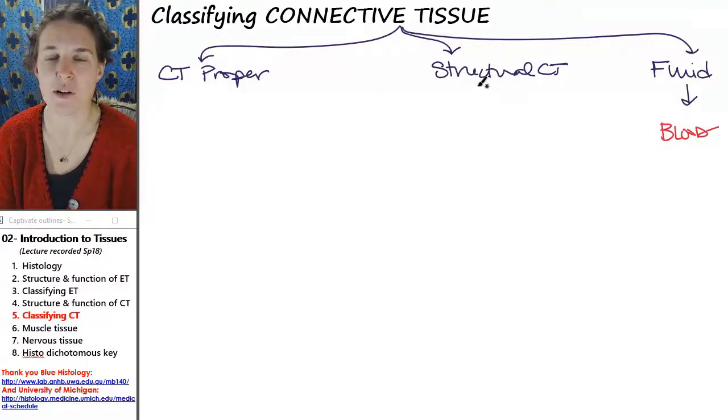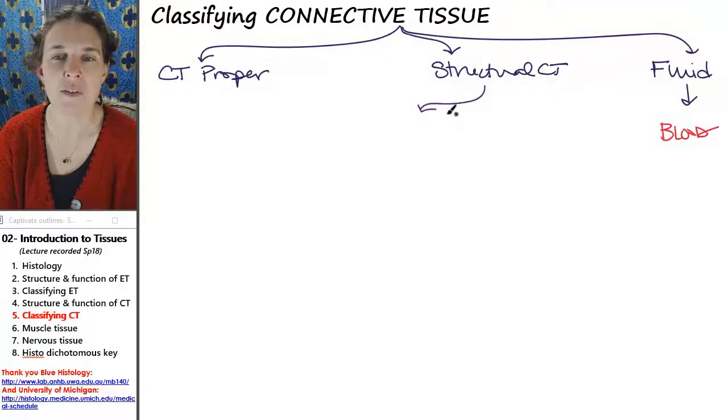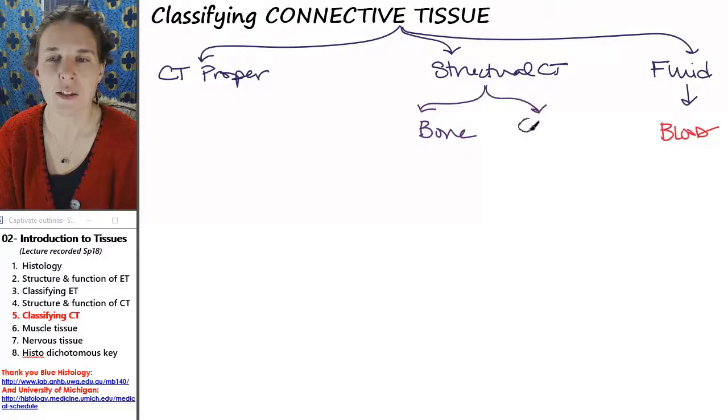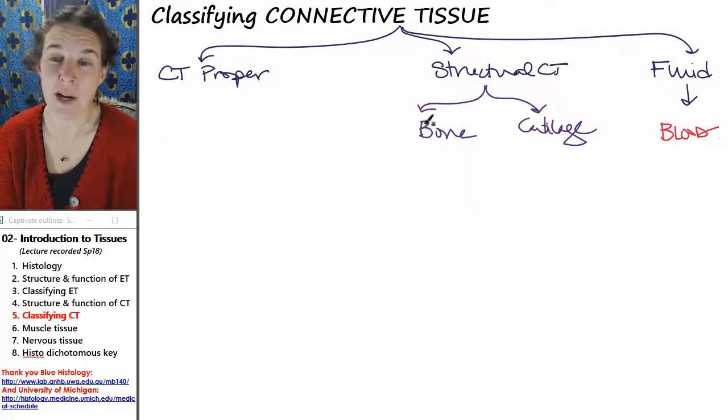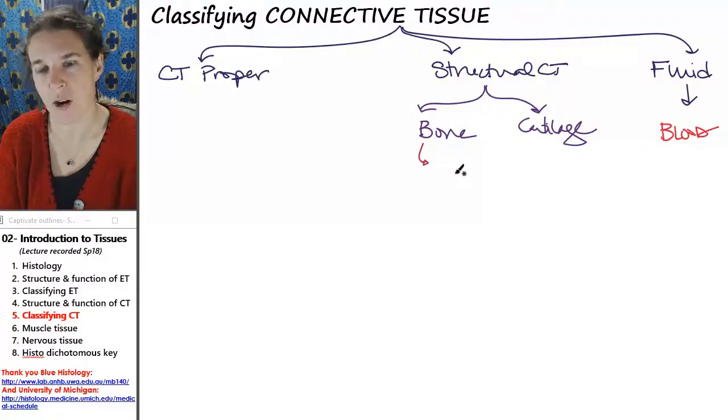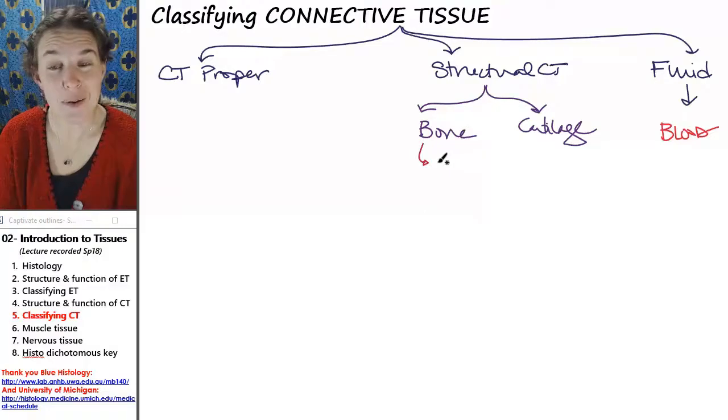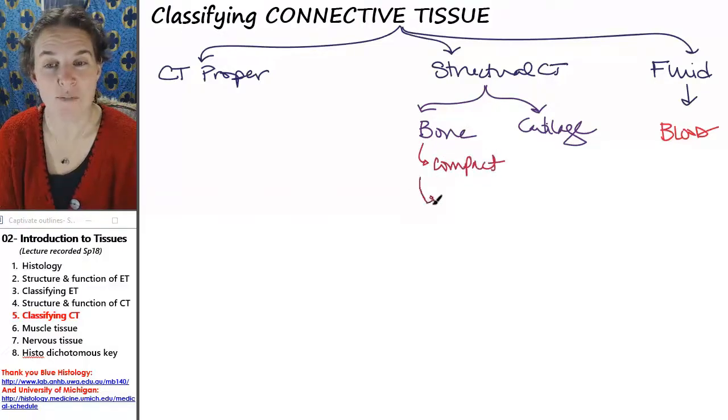Let's do structural connective tissue next because bone and cartilage are logically really similar to each other. So our two kinds of structural connective tissue are bone and cartilage. And bone and cartilage, my homies, there are actually two bones and three cartilages. Bone can be compact or spongy.